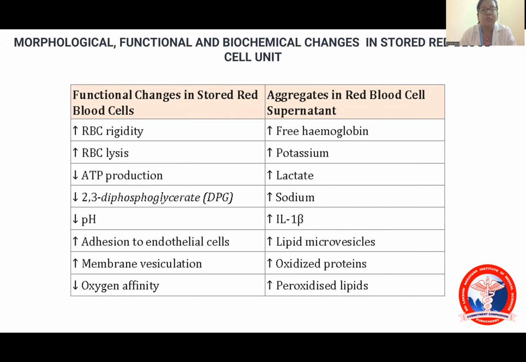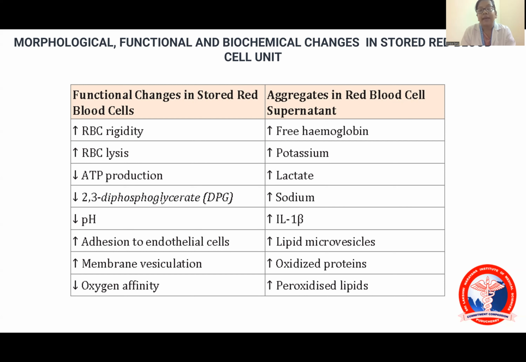This is a chart showing morphological, functional, and biochemical changes in stored blood cell units. What are the functional changes in stored red blood cells? There is increased RBC rigidity, increased RBC lysis, decreased ATP production, decreased 2,3-phosphoglycerate, decreased pH, increased adhesion to endothelial cells, decreased vesiculation, and decreased O2 affinity.